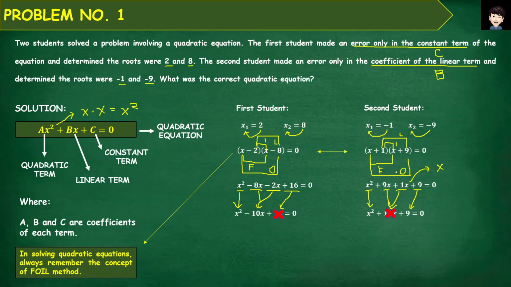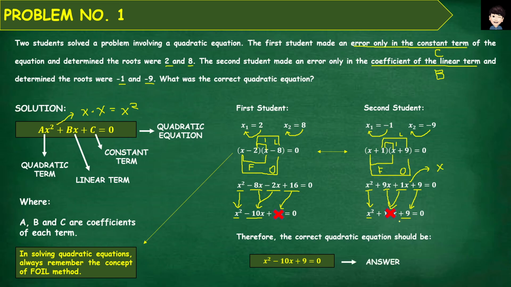So kapag kinombine natin, magkakaroon na tayo ng correct quadratic equation. Therefore, the correct quadratic equation should be x squared minus 10x plus 9 equals 0. Kunin natin yung x squared since parehas lang naman silang dalawa. Then negative 10x for our correct linear term. Then positive 9 for our correct constant term. So this is the final answer.